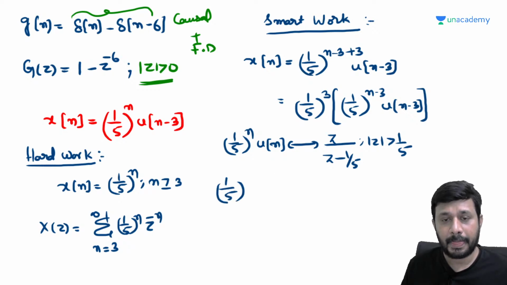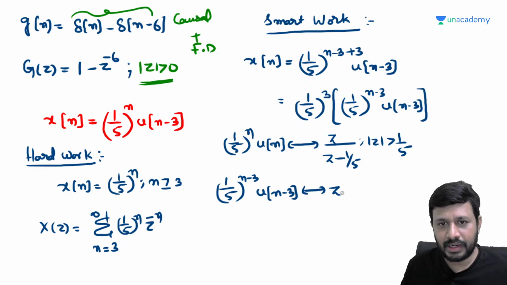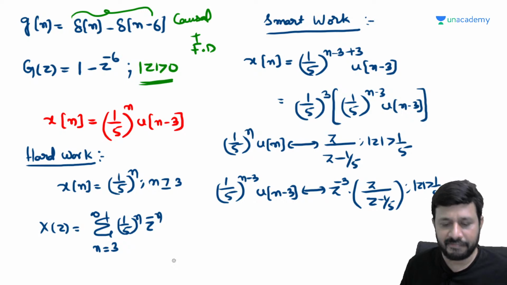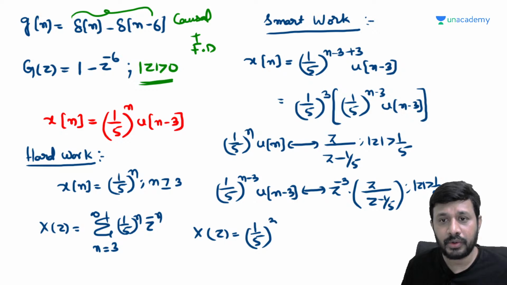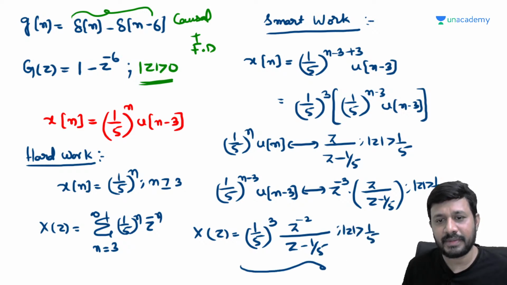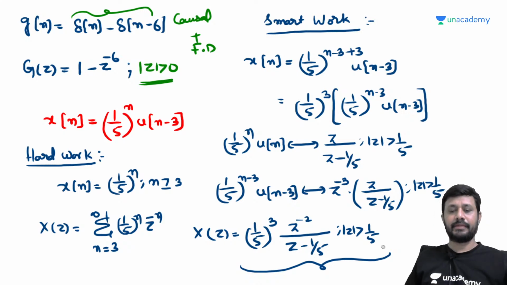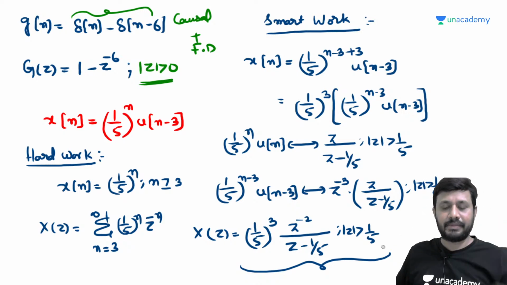Now use the shifting property. 1 by 5 whole power n minus 3 u of n minus 3. What is the shifting property saying? X of n minus n naught gives z power minus n naught x of z. N naught value is how much? 3. Still it is a causal signal, mod z greater than 1 by 5. Now include the constant also. So what happens if I include the constant? 1 by 5 whole cube into z power minus 2 by z minus 1 by 5. With hard work also you must get the same answer, that is your homework. Yes Fazal, you are right.